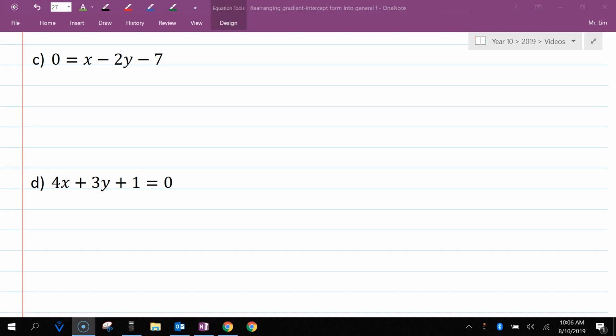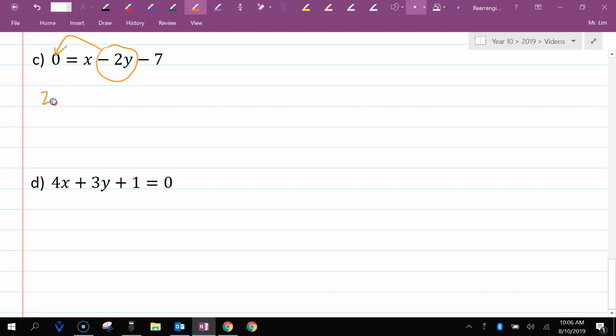Okay, so you can see that the coefficient of y is negative, which means that I want to move all of this, because I want y to be positive, I'm going to move the y to the other side. So this is going to become 2y is equal to x minus 7. Now I can divide both sides by 2. Y is equal to x over 2 minus 7 over 2.